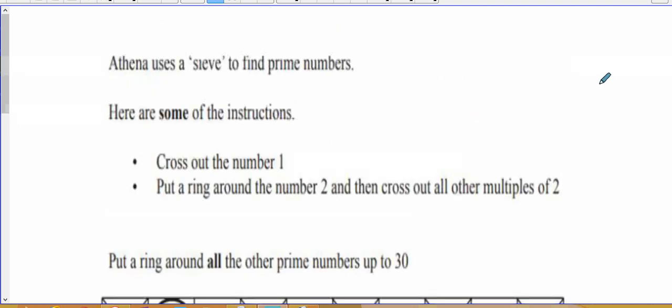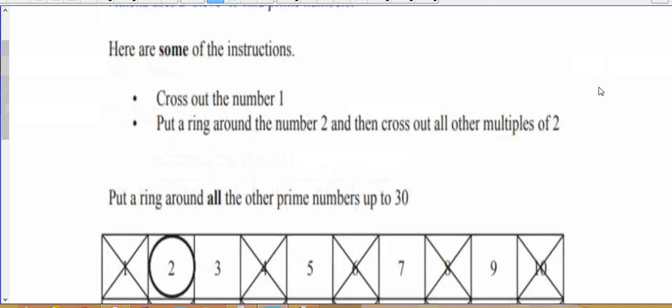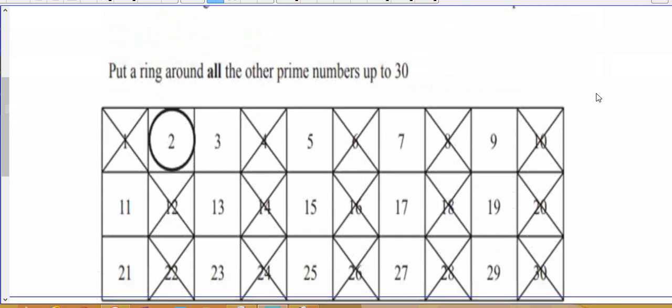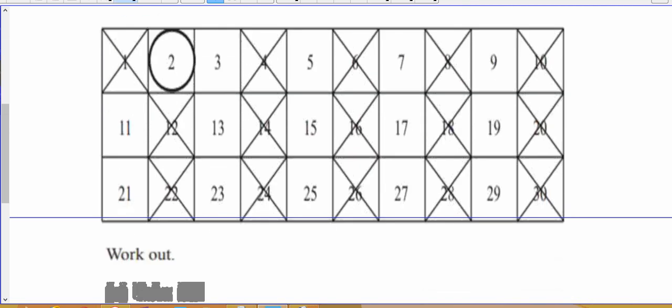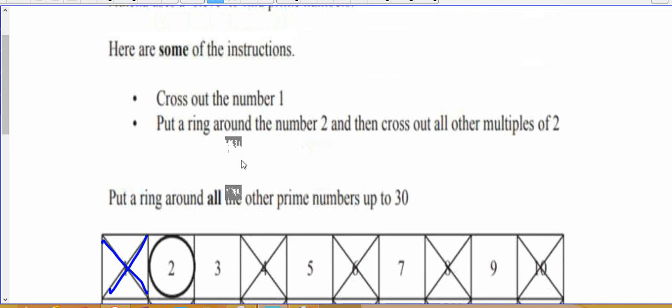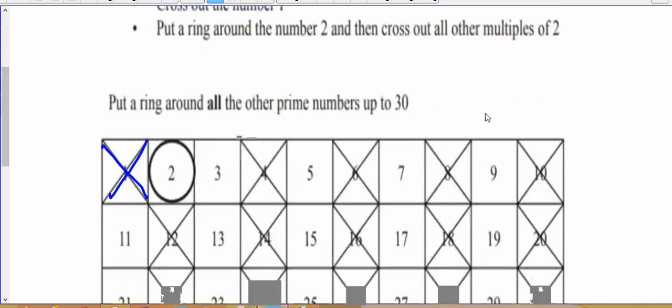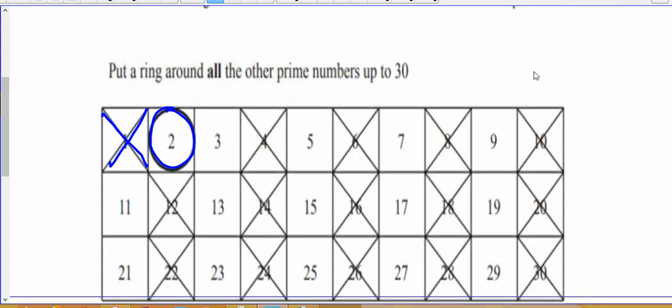Athena uses a sieve to find prime numbers. Here are some of the instructions. Cross out the number one. Okay, I cross out the number one. Number one is crossed. Put a ring around the number two. That was already done. After putting a ring around the number two, then cross out the other multiples of two. Okay, multiples of two, they are already crossed.